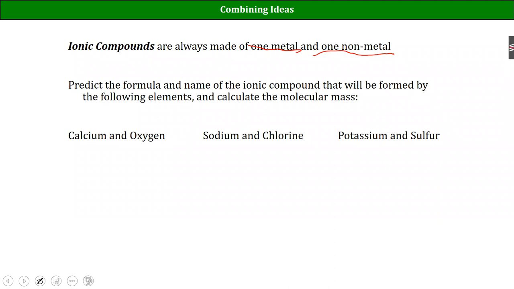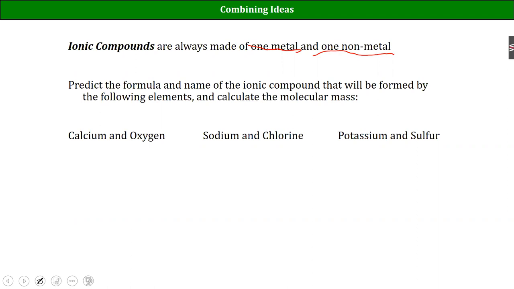So if we want to know what the compound is that we form when calcium and oxygen mix, we just need to know what the charges are on those two ions. And then we're just going to write the formula as however many calciums and however many oxygens it takes for the charges to add up to zero.